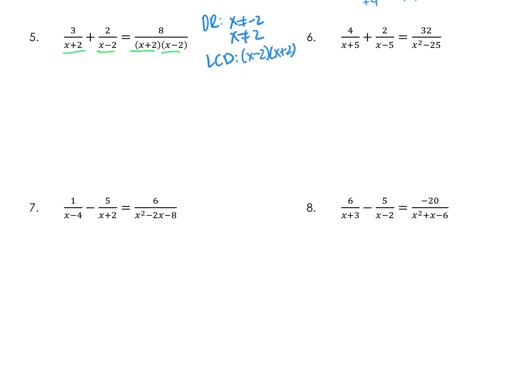So we're going to multiply everything by x plus 2 times x minus 2. Cancel the x plus 2 here, cancel the x minus 2 here, and cancel both here. And then we'll write down what we have left. For this first fraction, we'll have 3 times x minus 2 left. For the next fraction, we'll have 2 times x plus 2 left. And over here, we just have an 8. So then we'll go ahead and distribute.